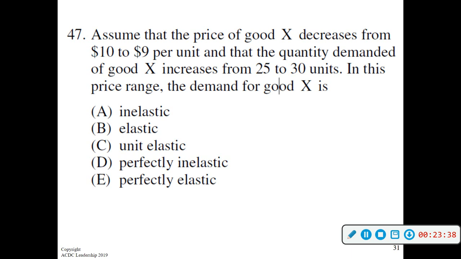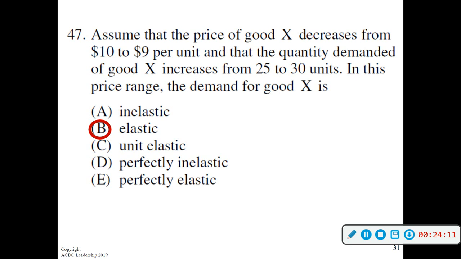Elastic. Good. Elastic. So before the price change, total revenue was $250. After the price change, total revenue was $270. So the price decreased, the total revenue increased, therefore it's elastic. Good. So you just multiply 10 times 25, and then 9 times 30. And assess what's changed. That's total revenue test. That way you don't have to do $10 minus $9, divide it by $9, do all the math. Price times quantity before the change, price times quantity after the change, make the determination.